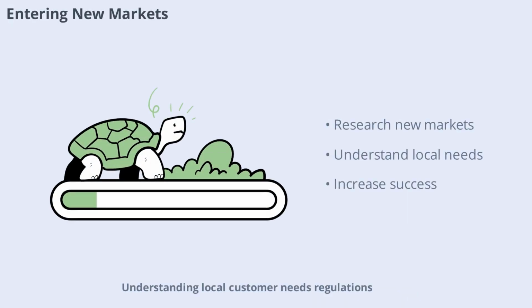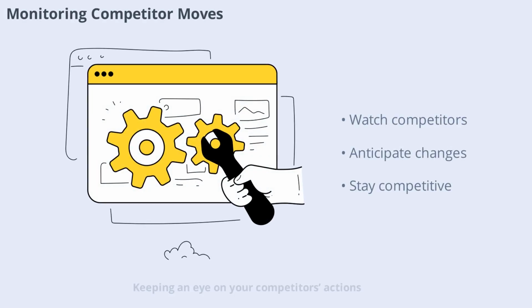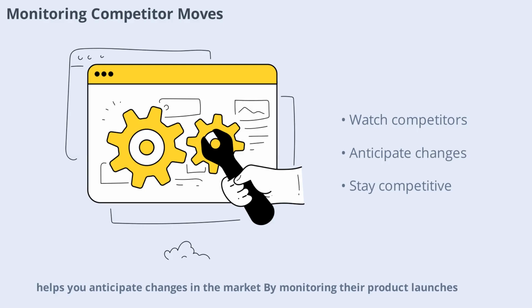Understanding local customer needs, regulations, and competition helps you tailor your approach and increase your chances of success in unfamiliar territory. Keeping an eye on your competitors' actions helps you anticipate changes in the market. By monitoring their product launches, marketing campaigns, and pricing strategies, you can adjust your own plans and stay competitive.